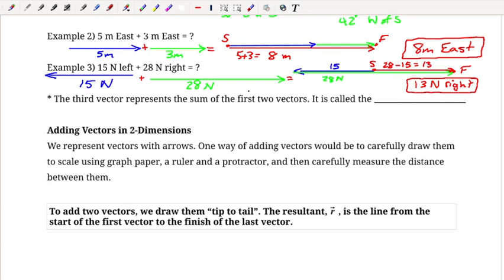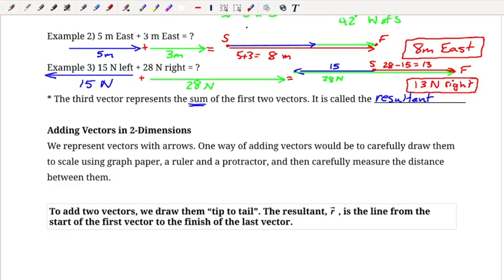So we've been saying this out loud a lot, but the third vector that I'm drawing, the red vector every time, represents the sum of the first two vectors. And it is called the resultant. So even though the result may be smaller than my original vectors, it's still considered a sum. It's still considered vector addition.